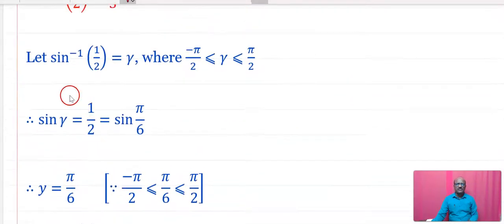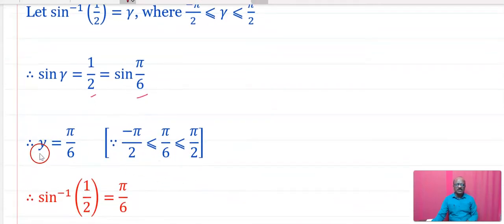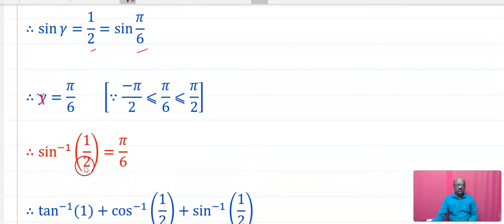Here sine inverse of 1 upon 2 is gamma, where this gamma lies between minus pi by 2 to plus pi by 2, and therefore sine of gamma is equal to 1 upon 2. Again, 1 upon 2 is the value of sine of pi by 6, and this pi by 6 lies between minus pi by 2 to plus pi by 2, and that's why gamma is equal to pi by 6, and hence sine inverse of 1 upon 2 is equal to pi by 6.